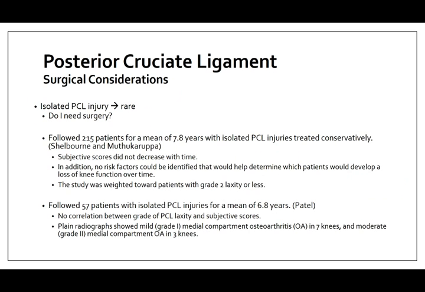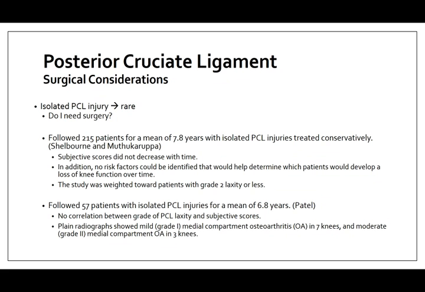So, like we just said, isolated PCL injuries are rare, so do I need surgery on the PCL? If it's isolated and it's torn, do I need surgery? Because there's a lot of other structures that provide support. Well, there's Shelbourne again, and then Muthu Karupa. They followed 215 patients for 8 years with isolated PCL injuries that were treated conservatively. Subjective scores did not decrease with time, so they still had basically reports of dysfunction.